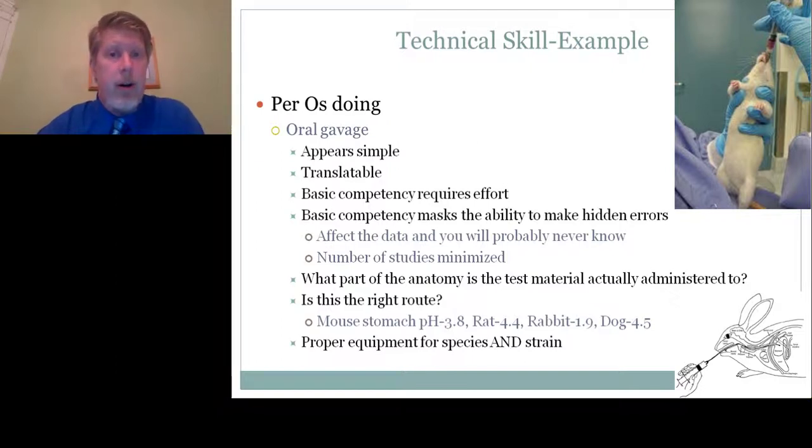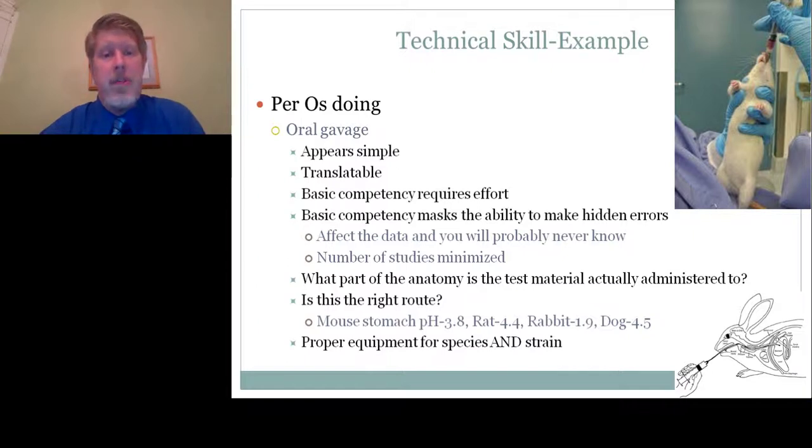So I alluded earlier, do you give it into the esophagus? Do you give it to the stomach? Are you doing it properly to do so? Because if you give a test material to the esophagus, then did all of it make it to the stomach? Was some of it expelled? Was some of it sprayed out on the cage floor? Possibly. So maybe you didn't give the full dose that you thought you had. And never mind that. Again, it's a great technique because it's translatable and we like that. But is it the right route?